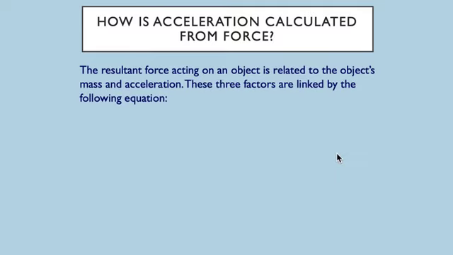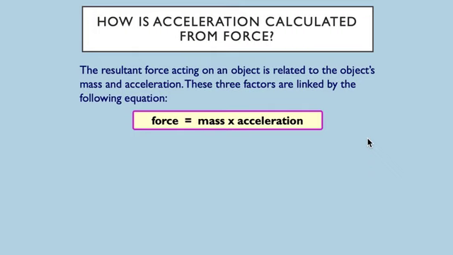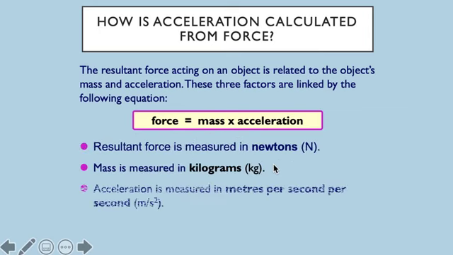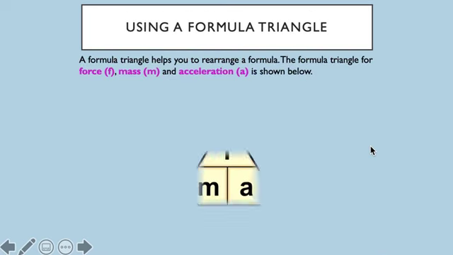Okay, so we've seen how it all works. Let's see what links these together then. So it's actually an equation like this. Force equals mass times acceleration. Force is measured in newtons, mass is measured in kilograms, and the acceleration is measured in meters per second squared. So this is our equation that you need to know, and it relates force, mass and acceleration.